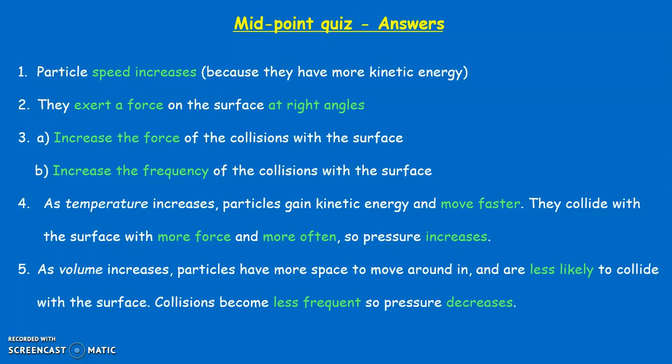As the volume increases, particles have more space to move around. They're less likely to collide. Collisions are less frequent, so pressure is also low.